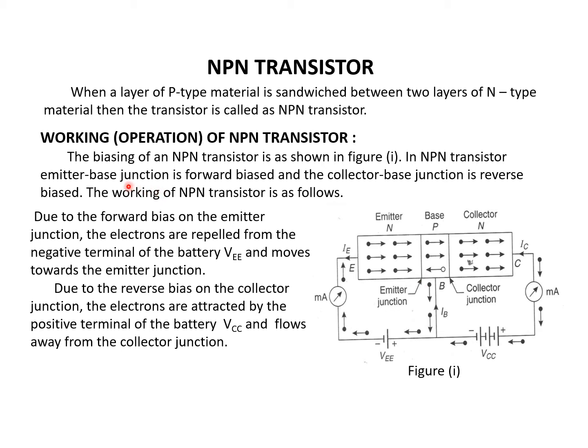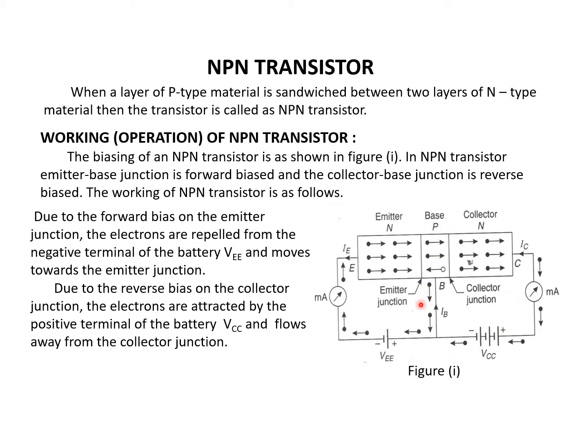So here the emitter base junction. This emitter junction is also called as emitter base junction because this junction separates emitter and base. So this emitter junction is forward biased and collector base junction, which means collector junction is reverse biased.